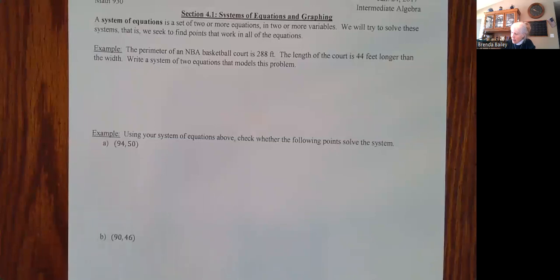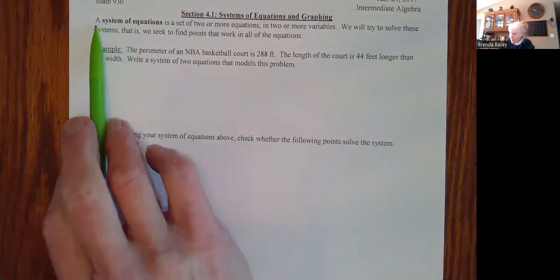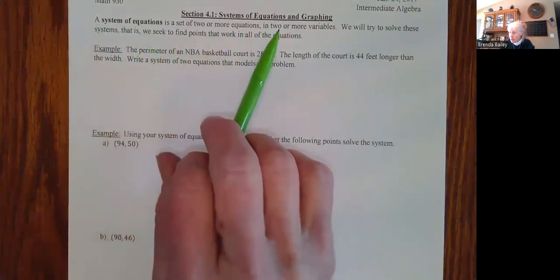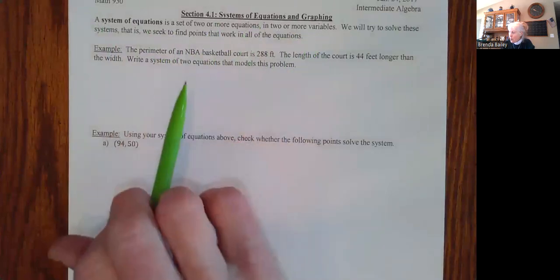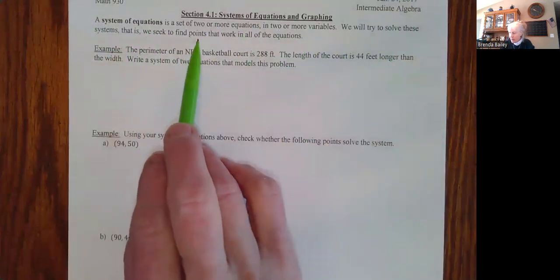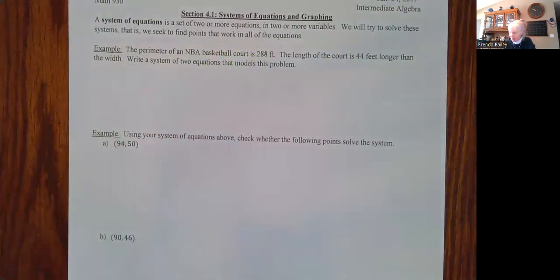All right, what we're going to look at here, well, we can just look at the top of this note sheet. A system of equations is a set of two or more equations in two or more variables. We will try to solve these systems. That is, we seek to find the point or points that work in all of the equations. And sometimes there's none. Okay, here is an example.